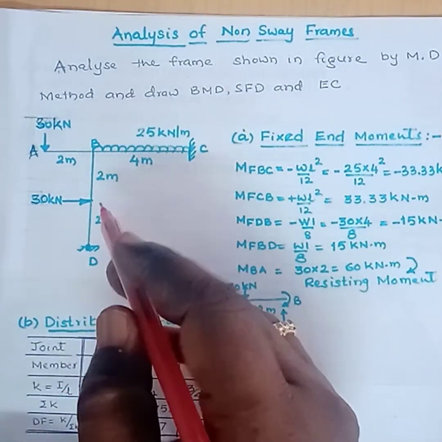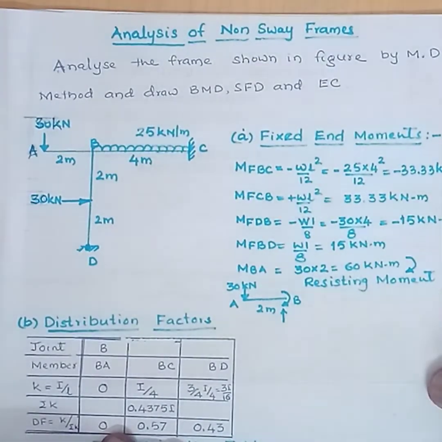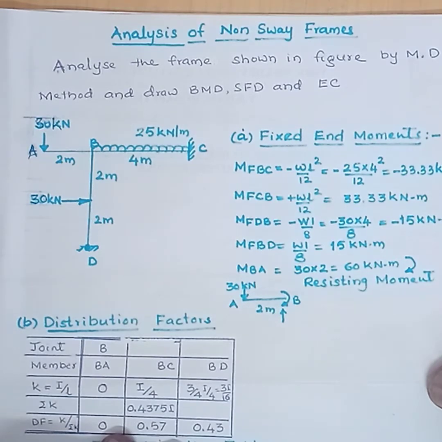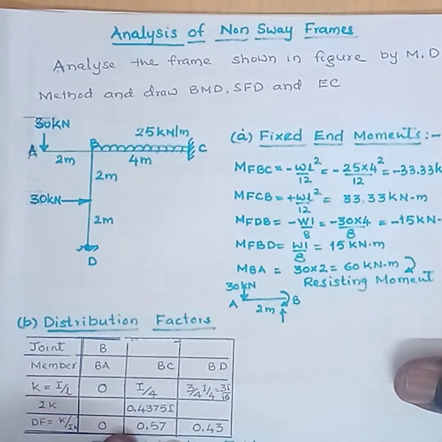Then B to D, the length is 4 meter. At a distance of 2 meter from either end, it is subjected to a point load of 30 kilonewton towards the right side. The first step: he has not given any flexural rigidity, so you have to assume that the flexural rigidity is constant throughout. This is a non-sway portal frame, so delta equals 0, there is no lateral sway. By considering this, we have to calculate the fixed end moments.